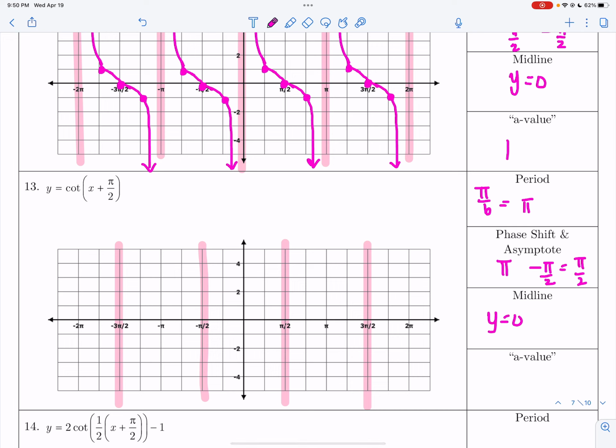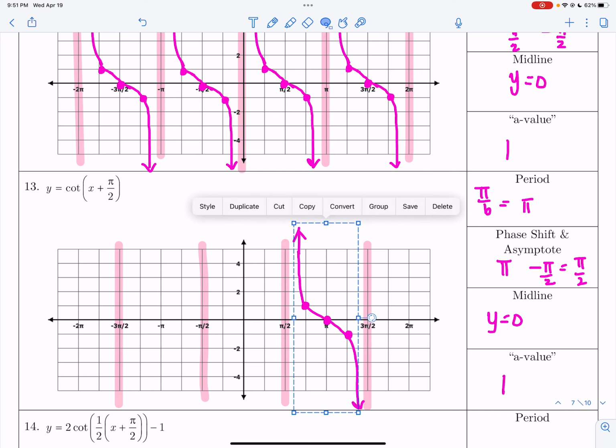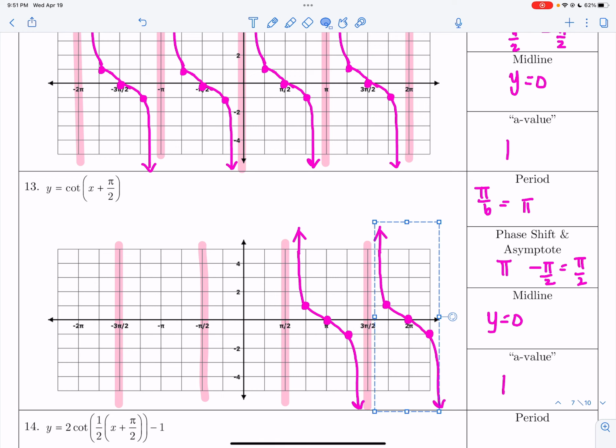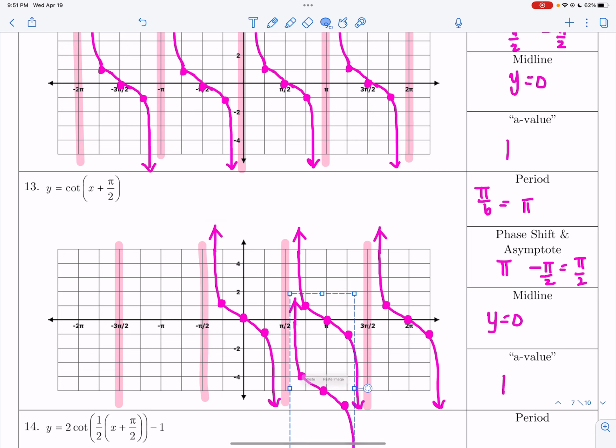Okay, my midline is at y is equal to 0, and then my a value is 1. So I'm going to start at pi. I'm going to go up and left, and then right and down. Then I am just going to graph it. Of course, making sure that it is as pretty as possible. Not bad. Actually did decent for once.